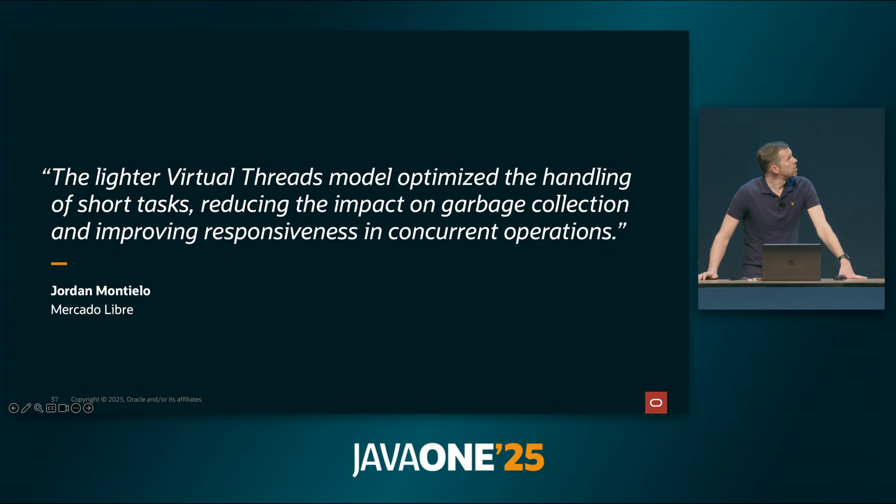They also wrote a blog post, and here's a quote from that one. The lighter virtual threads model optimized the handling of short tasks, reducing the impact on garbage collection and improving responsiveness in concurrent operations. The reason I want to highlight this is the fact that making use of new Java features can also give you a lot of benefits. And we can have synergy effects, like the virtual threads using less memory also helps the GC. And the GCs have become better, so you get like a double boost here. So yeah, you can upgrade and get free performance, but you can also make use of new Java features and see even bigger improvements.